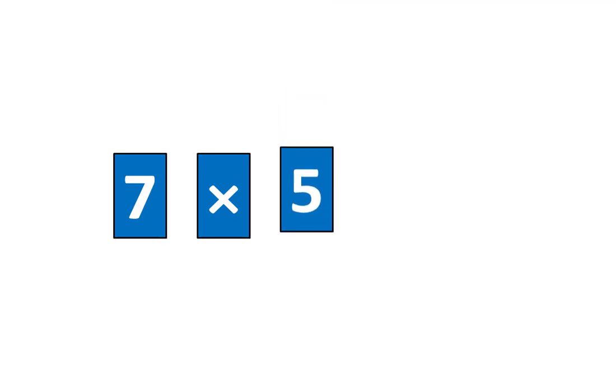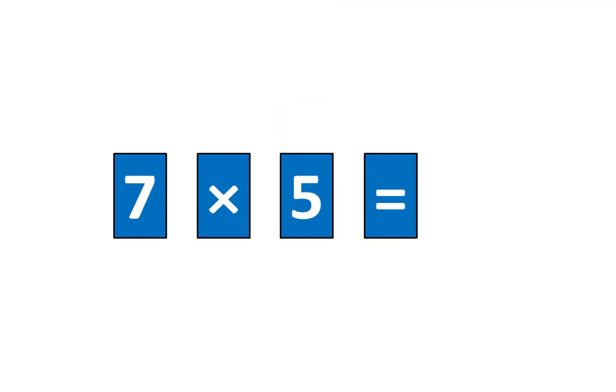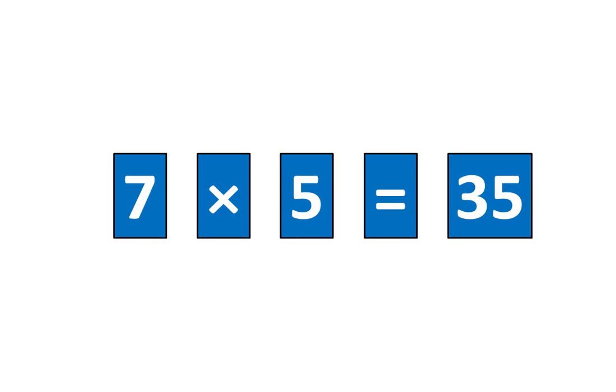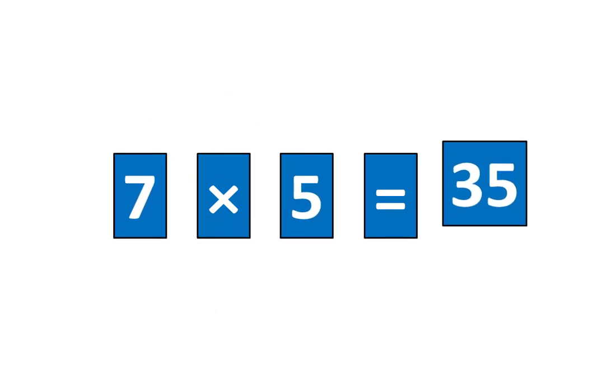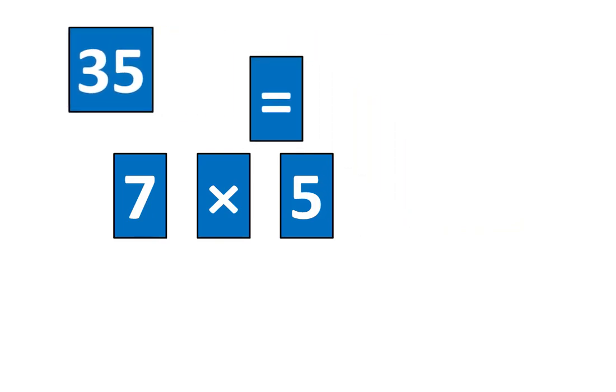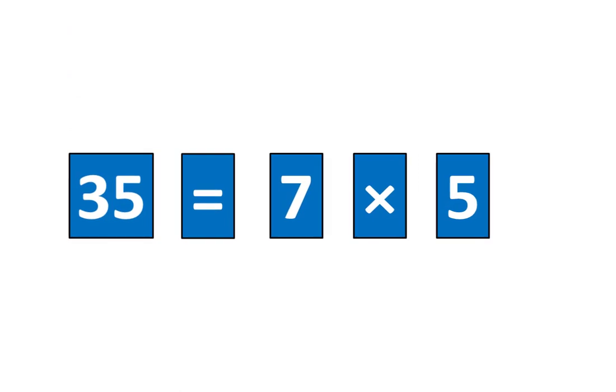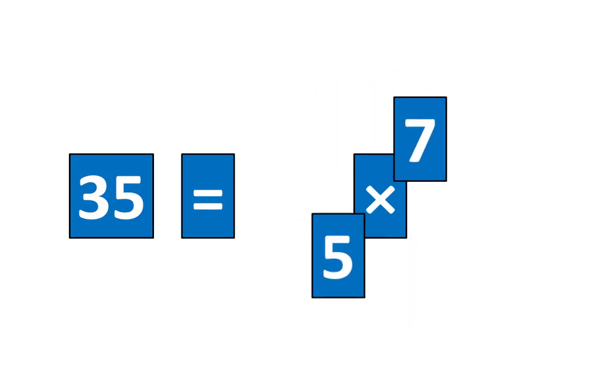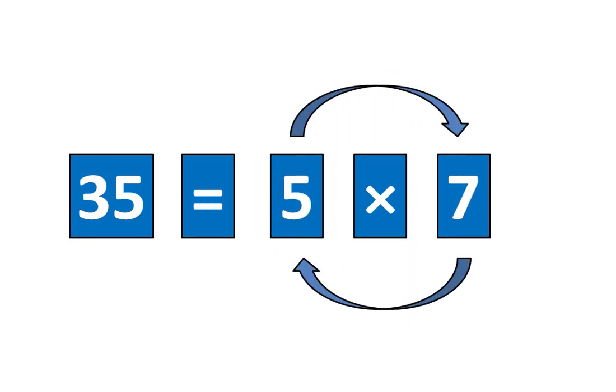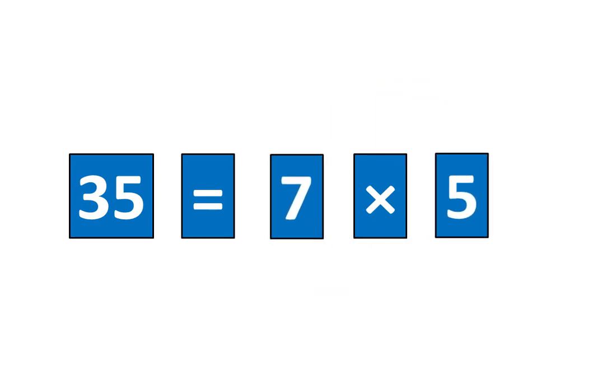7 times 5 is equal to 35. That means I know several ideas. 5 times 7 is equal to 35, and 7 times 5 is equal to 35. It also means that 35 is equal to 7 times 5. And I know that 35 is equal to 5 times 7 because 35 is equal to 7 times 5.